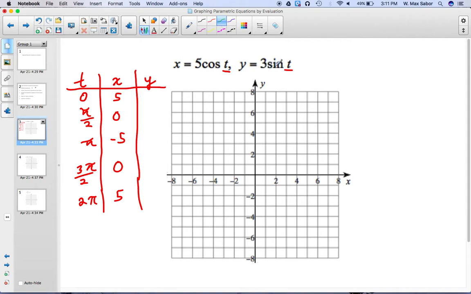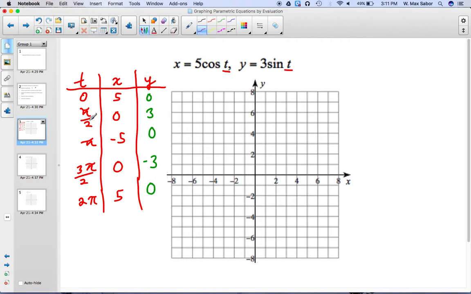For y, when we plug in 0, we get out 0. When we plug in pi over 2, we get out 1 times 3. Then we plug in pi, we get out 0. Plug in 3 pi over 2, we get out -1 times 3. Plug in 2 pi and we get out 0 again. So now let's plot these points.